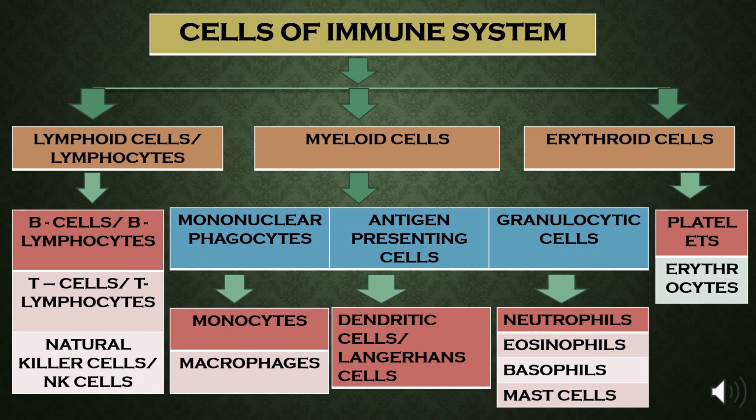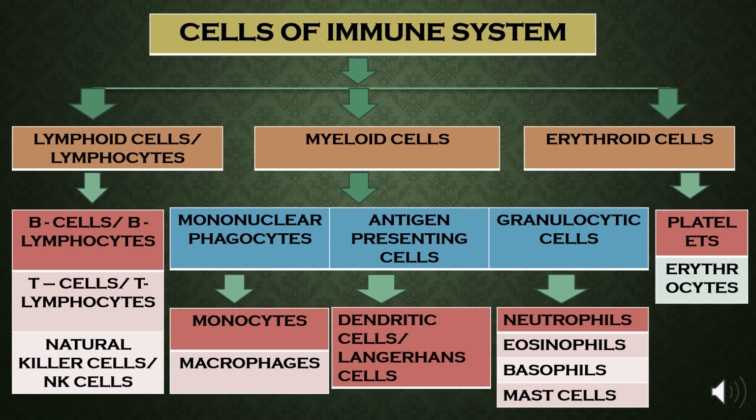Cells of immune system are categorized into three major types. First, lymphoid cells or lymphocytes. Second, myeloid cells. And the third, erythroid cells. B cells or B lymphocytes, T cells or T lymphocytes, natural killer cells or NK cells are the lymphoid cells or lymphocytes. Myeloid cells are further classified into three major types.